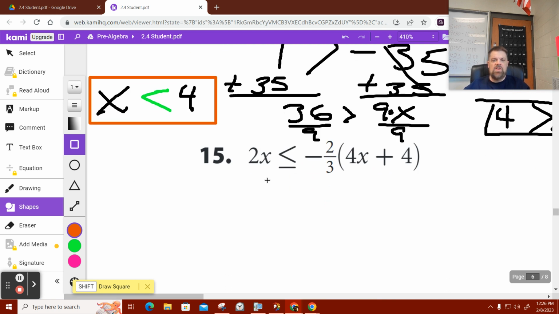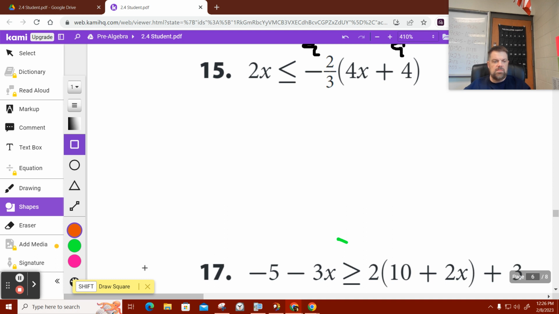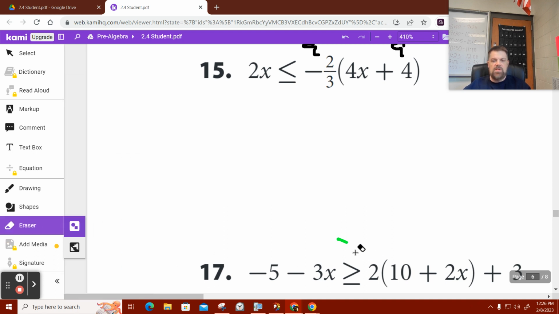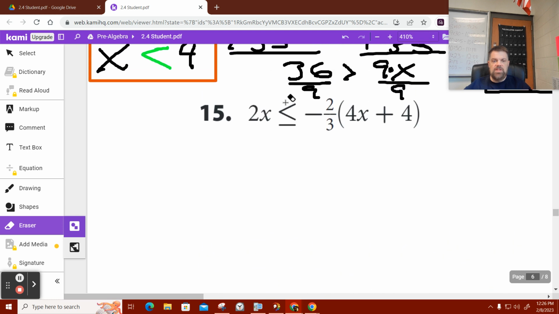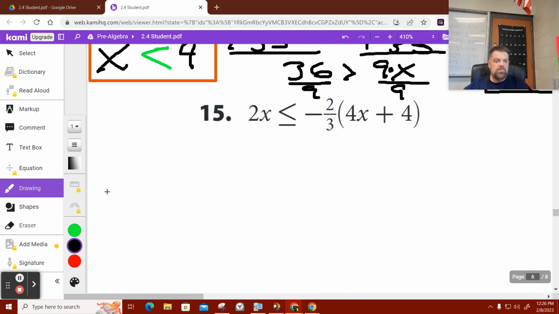All right, what's not so fun about number 15? Fraction, for sure. So how do I get rid of the fraction? Yes, by what though? By the denominator. Very good, you guys. So I'm going to take this whole thing and I'm going to multiply this by 3 because that's the denominator. Now the trick for this is I'm going to multiply this by this. So what's 3 times 2x? 6x. Very good.